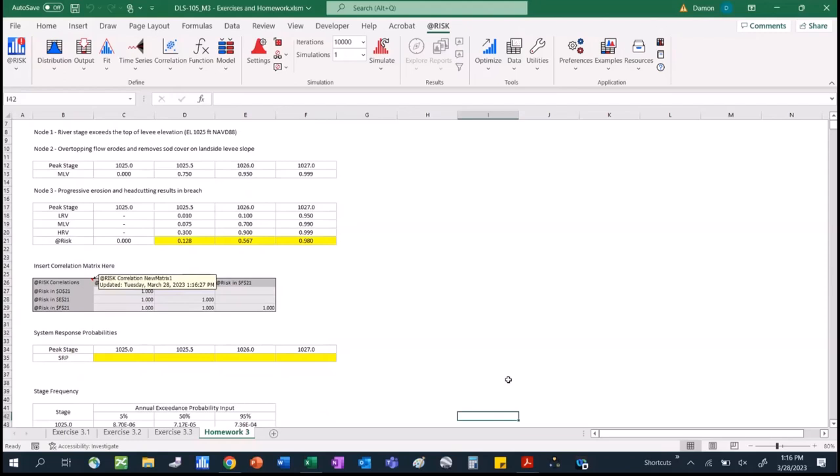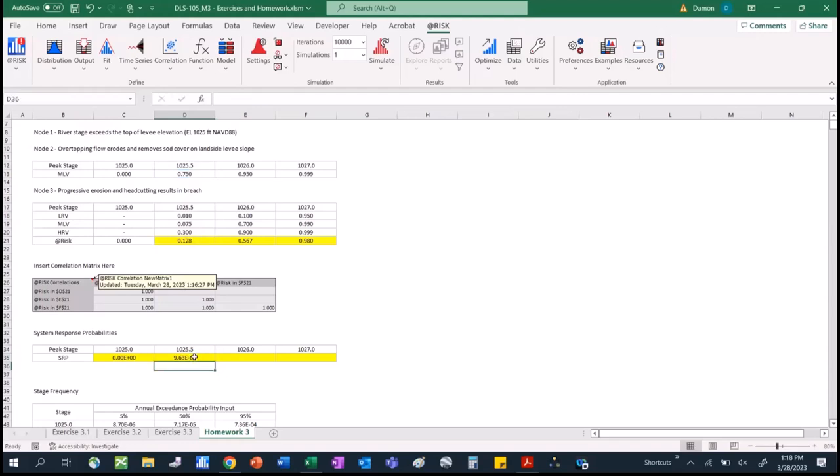My next step is going to be to calculate the system response curve. And the system response curve is going to be the product of each node for a given peak stage. So for node one, that means we're going to be zero at 1025, but one everywhere else. I already have zeros in this first column for 1025, so I can just punch in zero. For everything else, you don't really need the one, but for completeness, I'm going to add it. I've got the one for node one, and I'm going to multiply that by the probability of node two, and then I'm going to multiply by the probability for node three, and I'm going to use the distribution that I've set up. So that way, every time @RISK runs, it's going to sample a different system response probability.